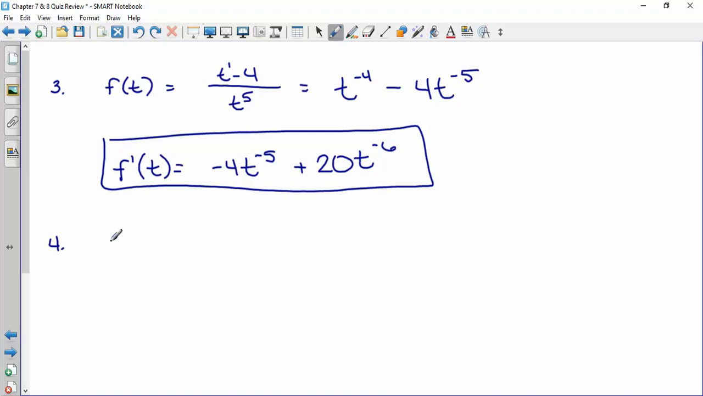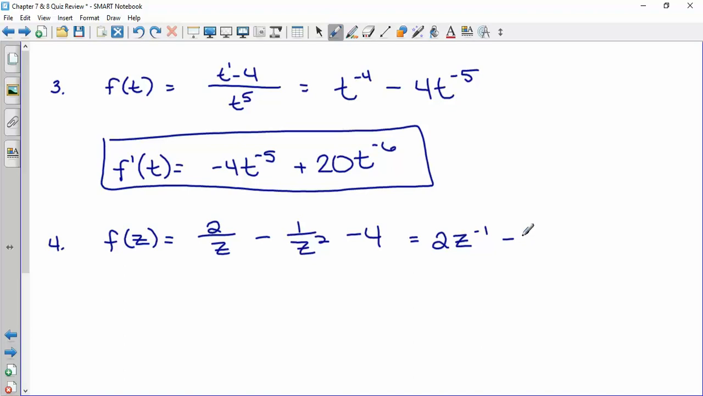Problem 4. Do you have any questions? So what would we do with this one? Move it to the top. So how would you rewrite 2 over z?